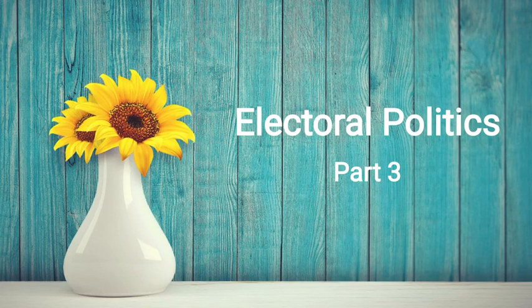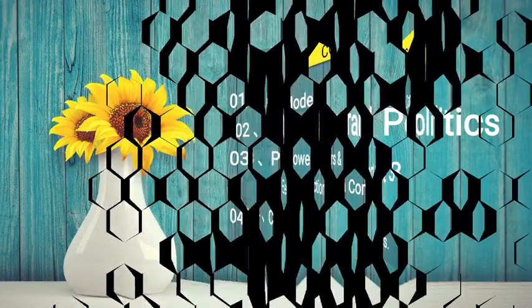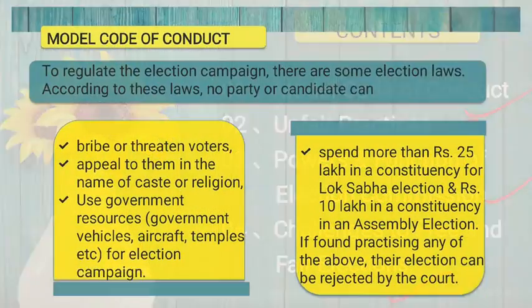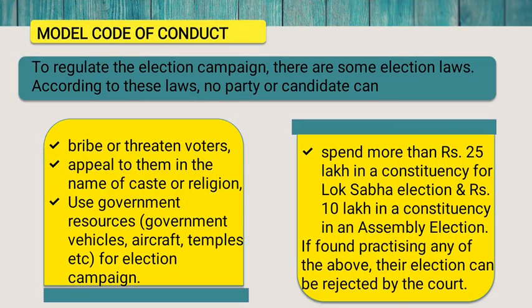Hello everyone, this is part 3 of the video on electoral politics. In part 2, we discussed in detail the process of elections in India. Now in this part, we are going to study the Model Code of Conduct, unfair practices during elections, powers and functions of the Election Commission, and the challenges to free and fair elections. So let's begin with the Model Code of Conduct.